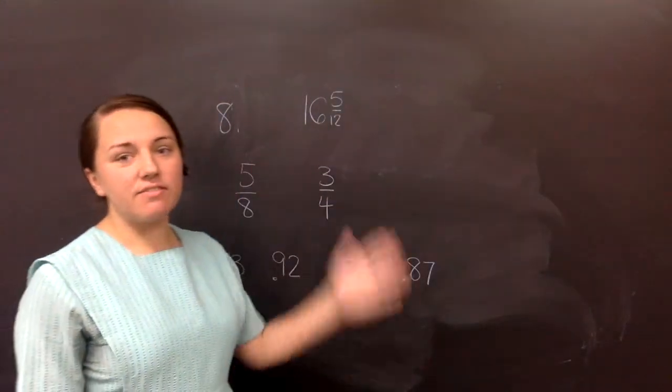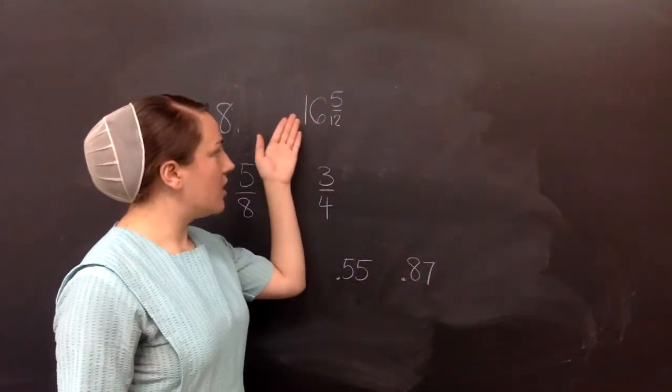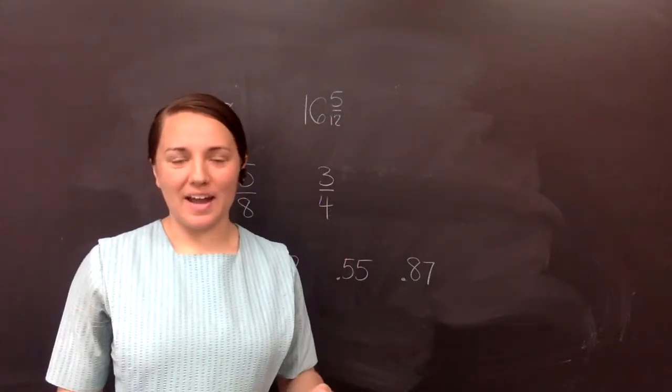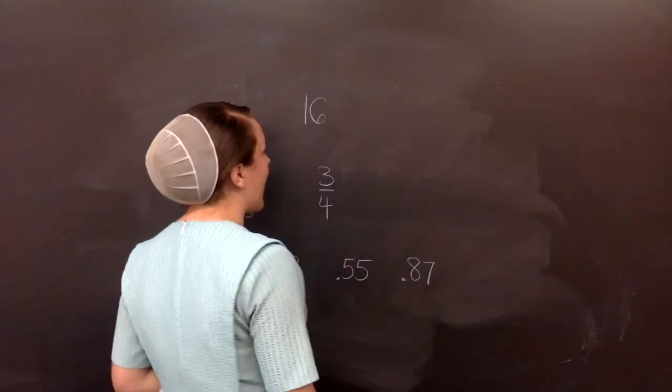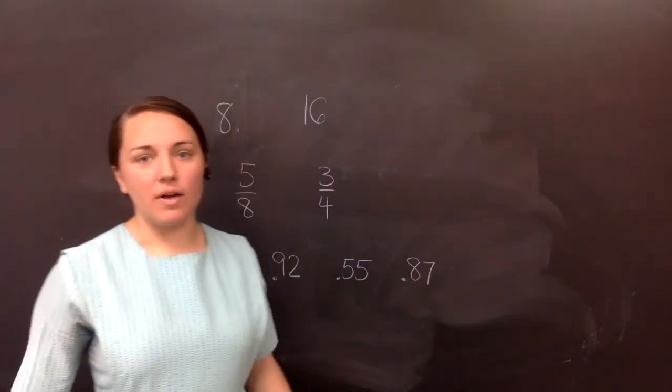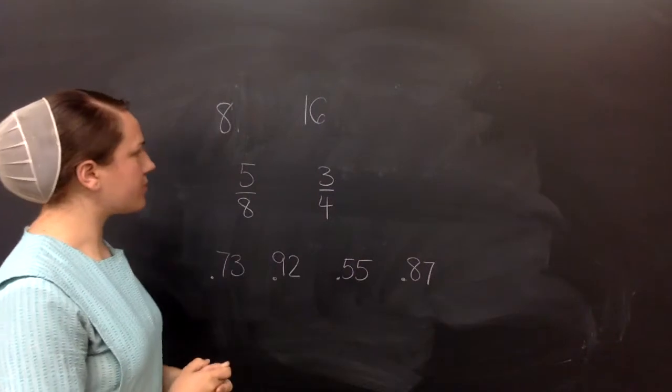Now we have 16 and 5 over 12. Is 5 over 12 more or less than 1/2? It is less than 1/2, so we simply drop that and we're left with 16. We rounded it to the nearest whole number.